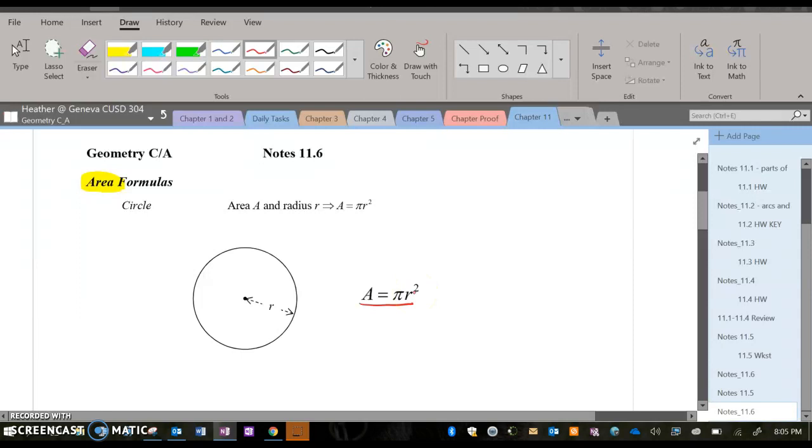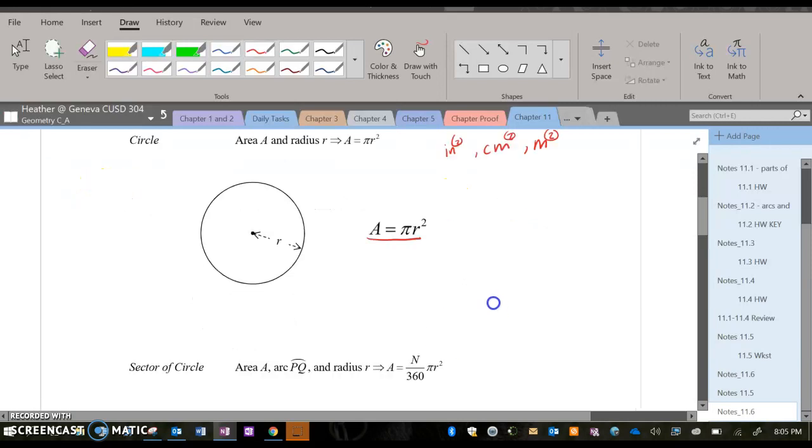All right. And when we're talking about the area, our final answer, if we have inches, that'll be inches squared. Centimeters squared. Meters squared. Your answer will always have the squared up top here.